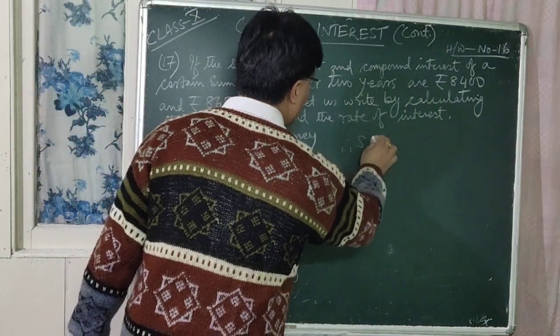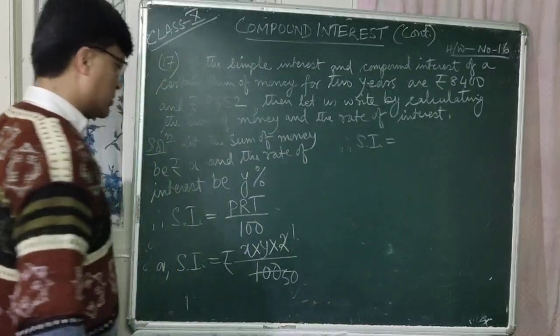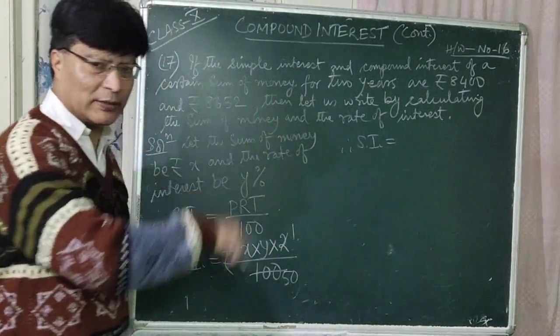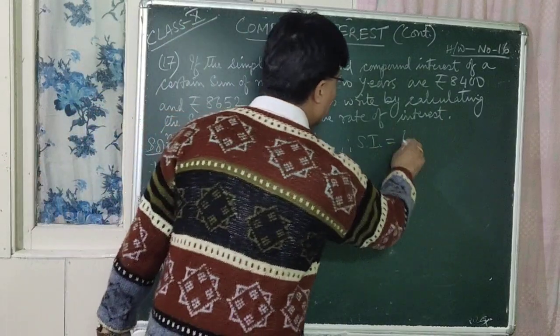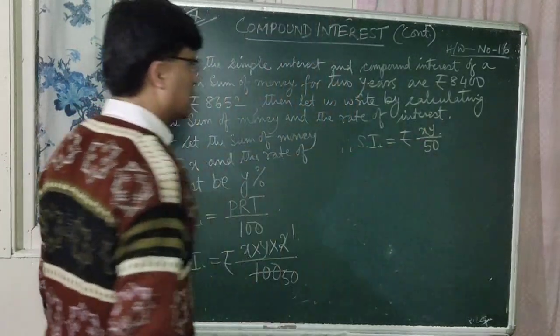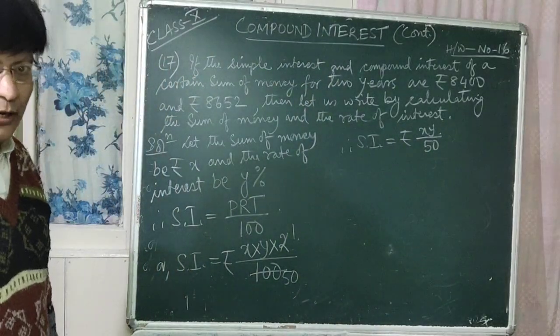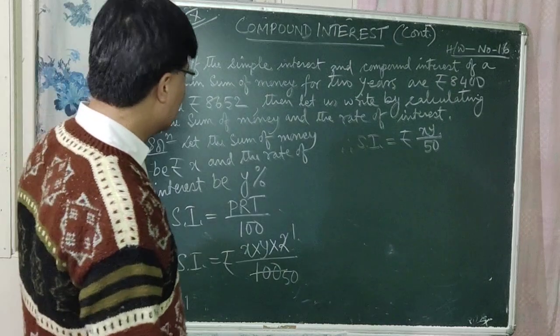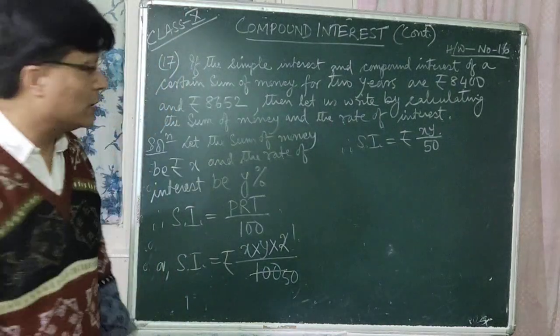Therefore, simple interest is equal to rupees XY upon 50. X into Y is XY divided by 50, right? So rupees XY divided by 50. That is your simple interest for 2 years.